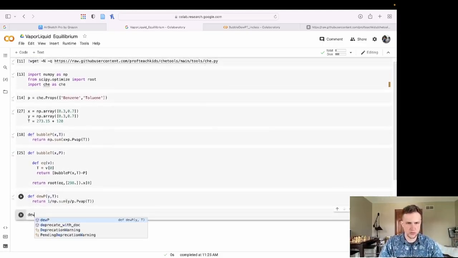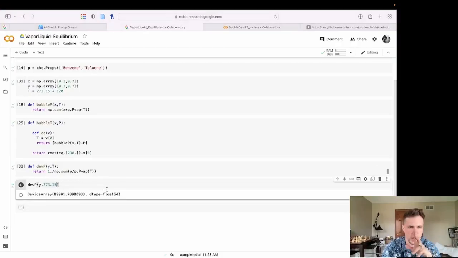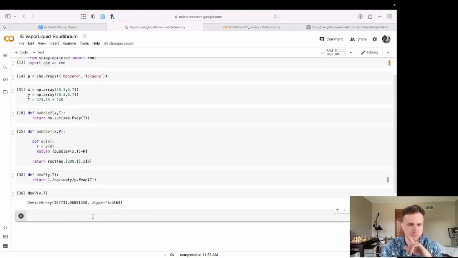And so now if we were to say, what is our dew pressure at, well, 373. I already added in my temperature, so let's just put that in there. Okay, so this is saying at the temperature of 293.15 Kelvin, this is the pressure at which the first drop will form from our 100% vapor mixture.